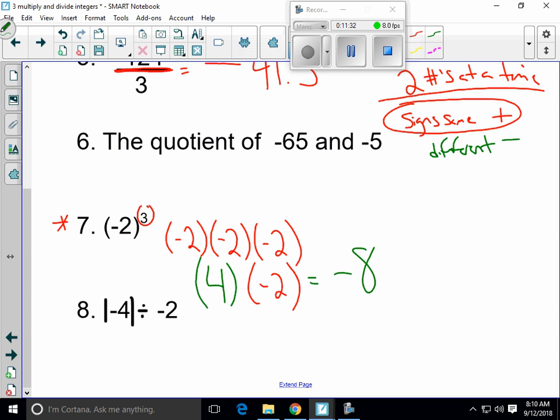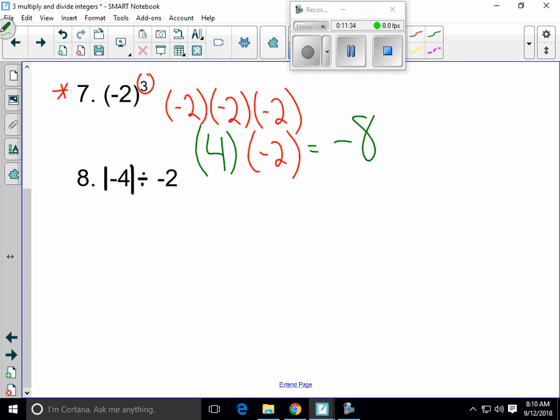And the last one to do together, these symbols, the straight bars, that's absolute value. So they want the absolute value of negative 4 first before you divide that. Absolute value means how far a number is from 0. So the absolute value of negative 4 is positive 4. Now let me bring down the rest. Now I can divide these. The signs are different, so my answer is negative. 4 divided by negative 2 is negative 2.